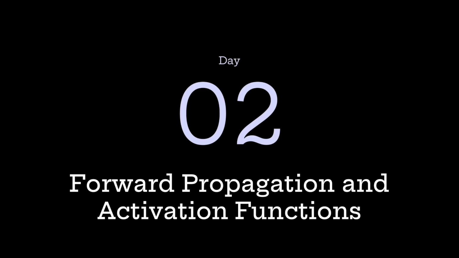So just to summarize, today we understood the forward propagation process in a neural network. We gained knowledge of commonly used activation functions and their mathematical formulas. We developed an intuition for selecting activation functions based on the task requirements, and finally gained some practical experience implementing and experimenting with forward propagation and activation functions.